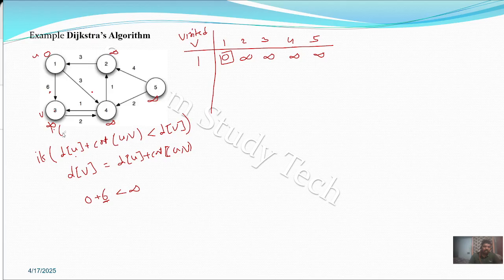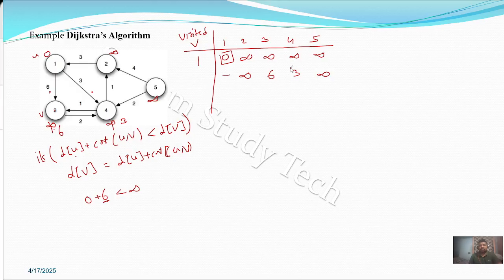Now we can update: 1 to 3, that is 6. Here also 0 plus 3 is 3, and here infinity is there, so 3 is the minimum and you can update it to 3. Then 1 to 5 there is no direct edge, so it is infinity, and 1 to 2 there is no direct edge, so it is also infinity. Vertex 1 is already a visited vertex.